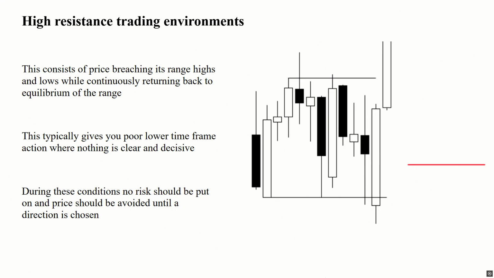High resistance trading environments consist of price breaching its range's highs and lows while continuously returning back to the equilibrium of the range. In this case, price is failing to break out above the range high, which was this before price took this out, and this is the range low. Price leaves equal lows, fails again to take this high, and then breaks the low. What do you notice? This is the equilibrium of the range. Price is just continuously bouncing over and over at this. This is a classic phase of consolidation.